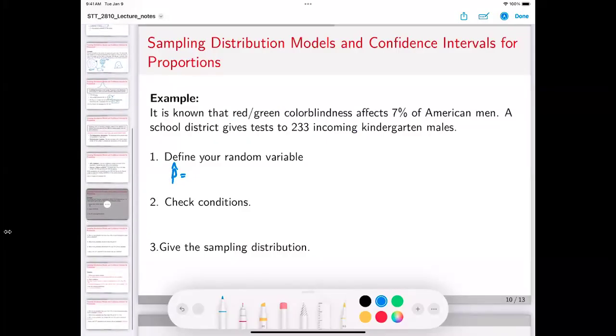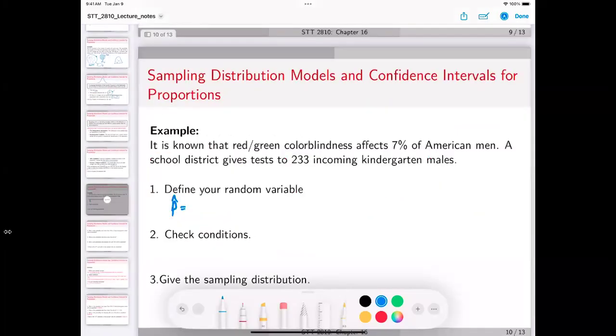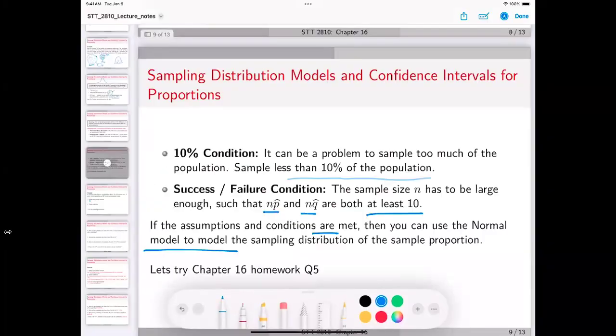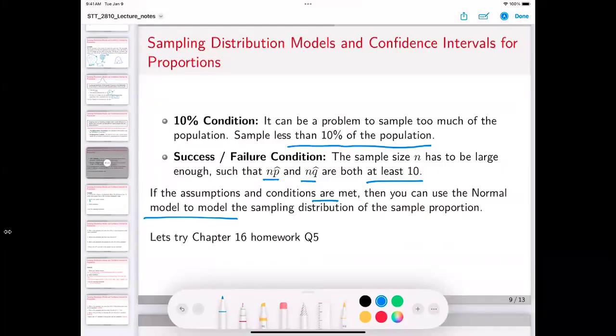I also have the solutions here too. So this is P hat, the proportion of kindergartners who are colorblind. The next question is to check the conditions. Now we want to check independence, randomization, the 10% condition, and then also the success or failure condition. So you just want to check that.